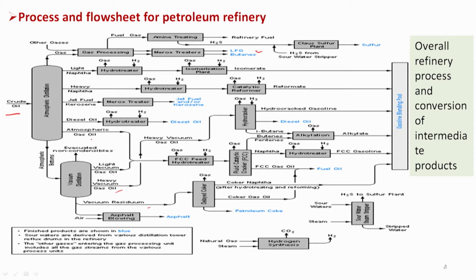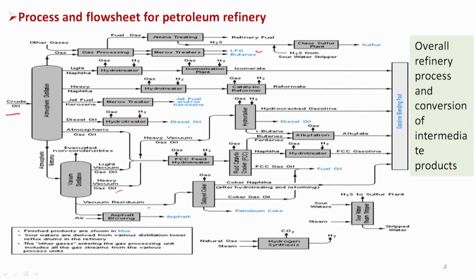Apart from this, there are many intermediate operations, like light naphtha to hydrotreater, then isomerization, then it comes to the gasoline blend, and then gasoline pool, and then heavy naphtha again to hydrotreater, then catalytic reformer, again giving us gasoline. Here we are getting jet fuel. So, Merox treatment, it is jet fuel and or kerosene. Here we also get direct gasoline, and diesel oil also we can get as a heavier part, and here hydrogenation, hydrotreater.